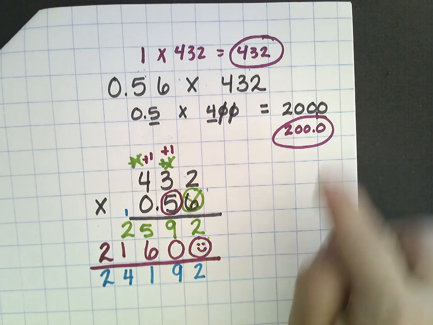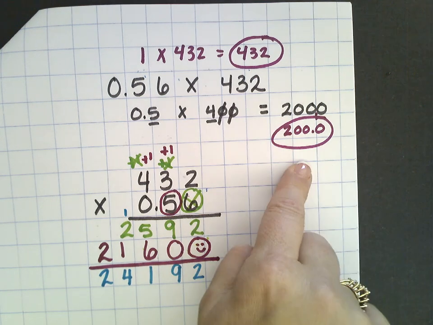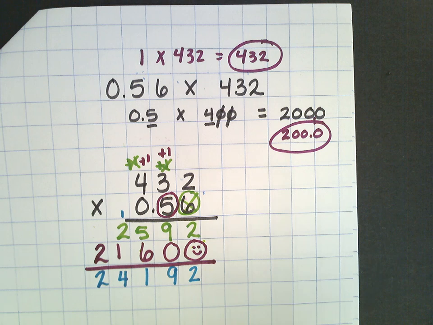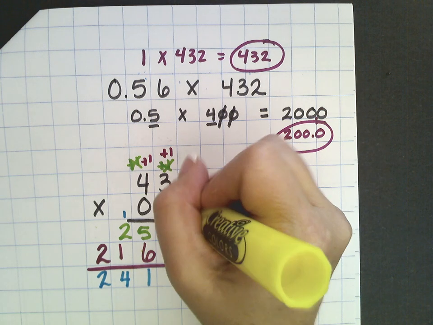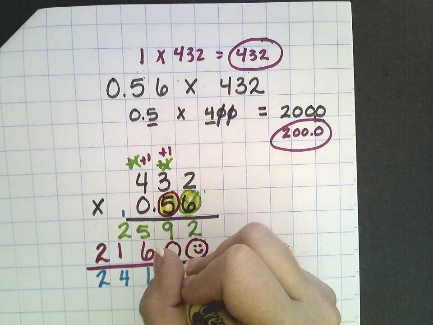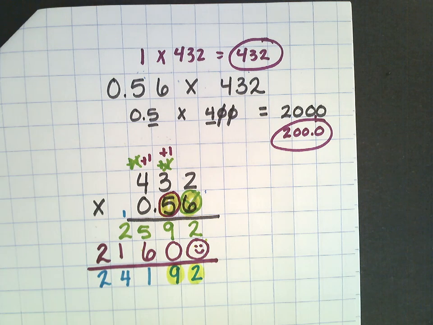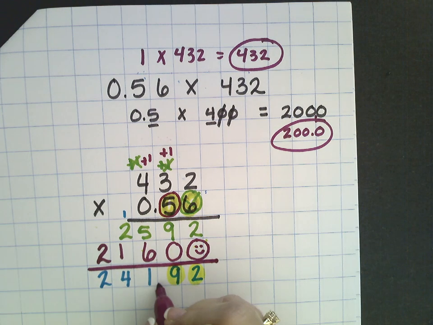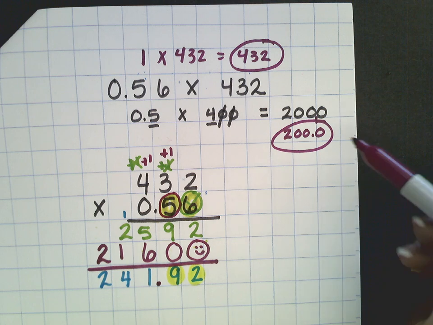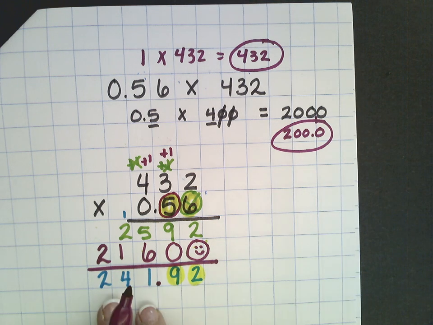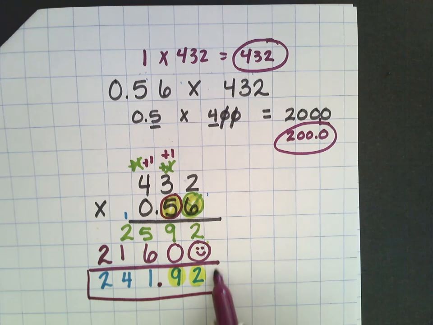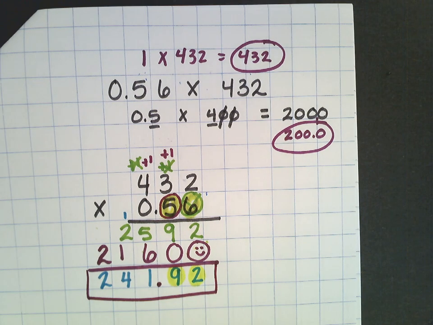But last but not least, look at our estimates also. We've got a tenths and a hundredths place, which means we need a tenths and a hundredths place in our product. Put in our decimal. Look at our estimate. I said it would be between 200 and 432. And our final answer is 241 and 92 hundredths.